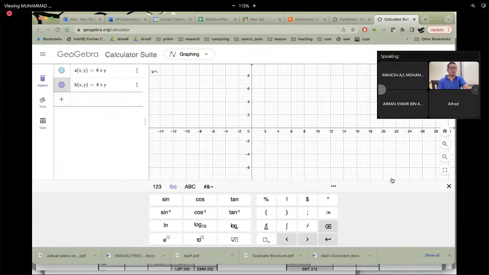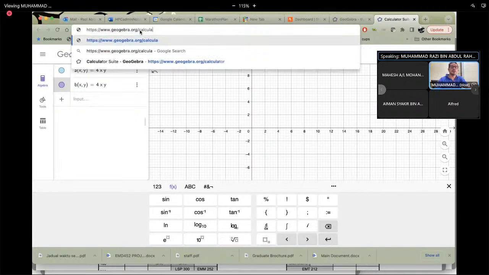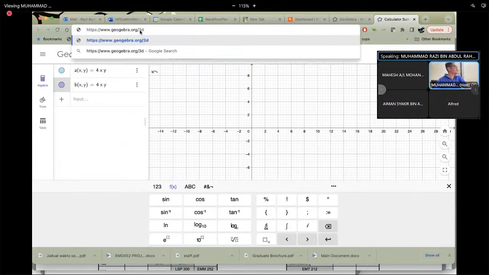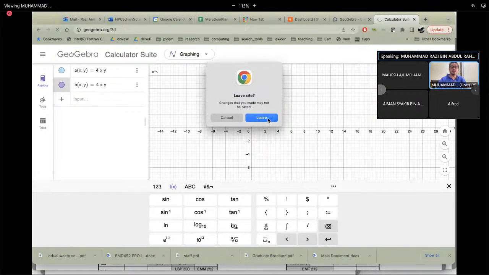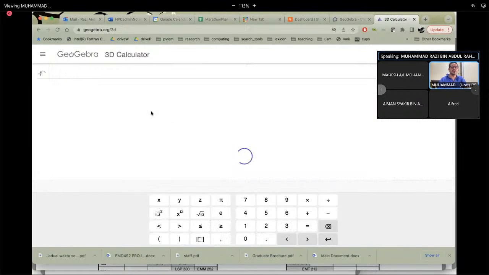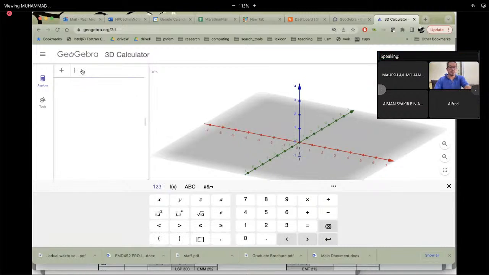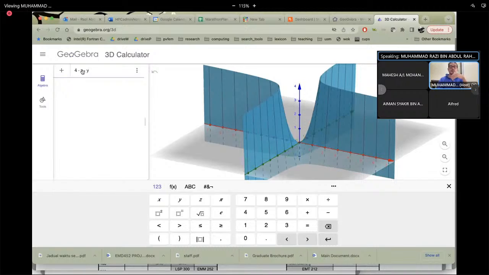Oh, there's a GeoGebra 3D. Okay, thanks. Okay, that is the reason. I didn't know there's a GeoGebra 3D in. Yes, okay. Thanks. Then log x times y. So that's the reason. So okay, this is the nice picture there.